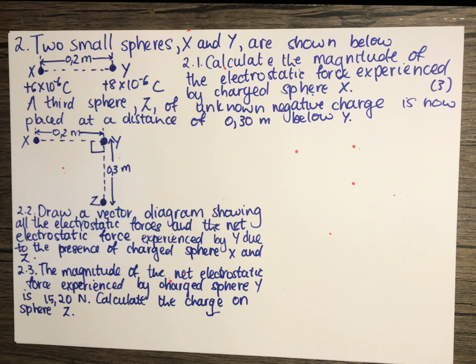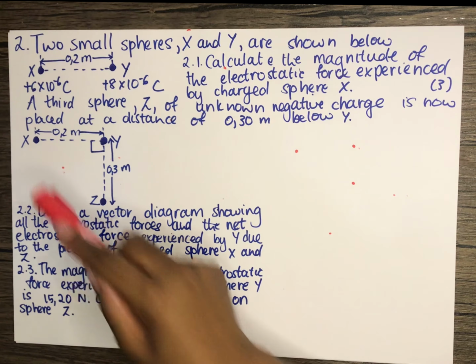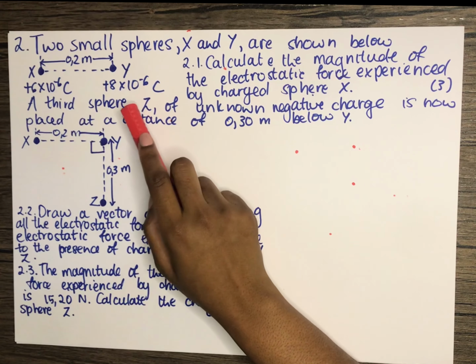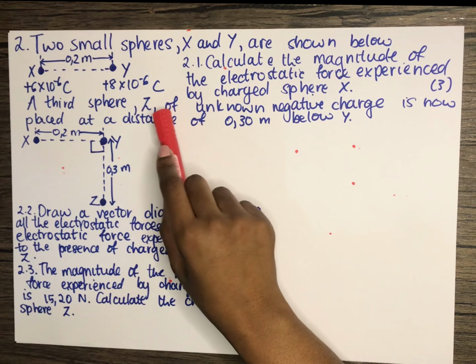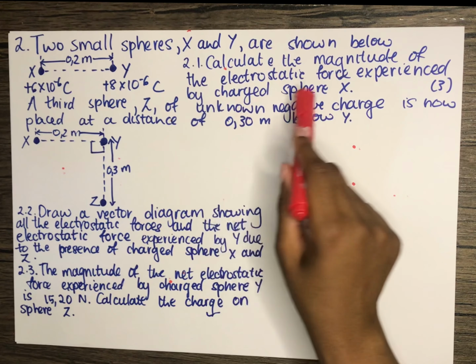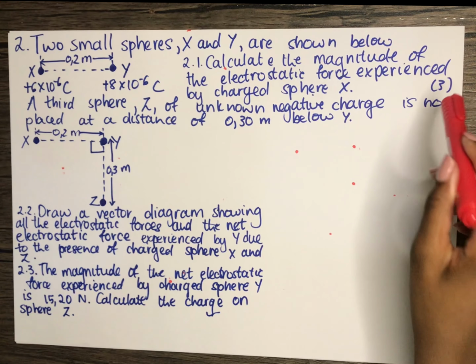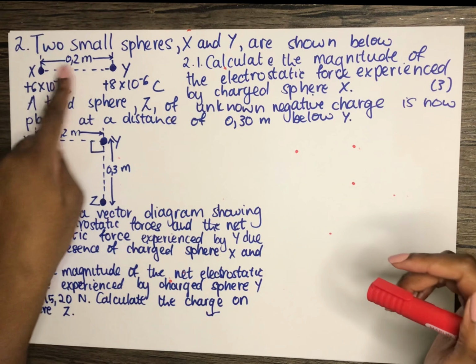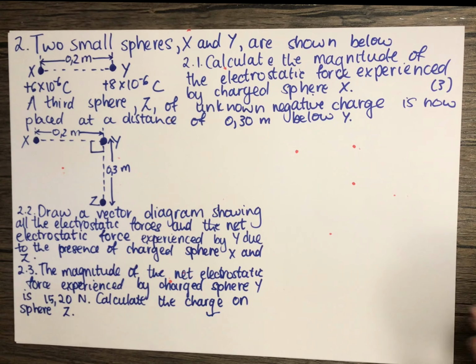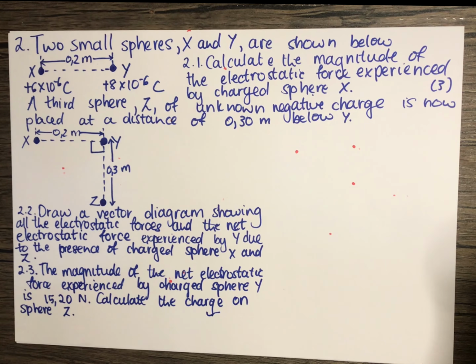They say two small spheres X and Y are shown below. They give you the distance between the two, which is 0.2 meters. X has a charge of 6 times 10 to the power of negative 6 coulombs, and Y has positive 8 times 10 to the power of negative 6 coulombs. Calculate the magnitude of the electrostatic force experienced by the charged sphere X. So obviously X and Y experience the same electrostatic force, but in different directions, right? From Newton's third law.